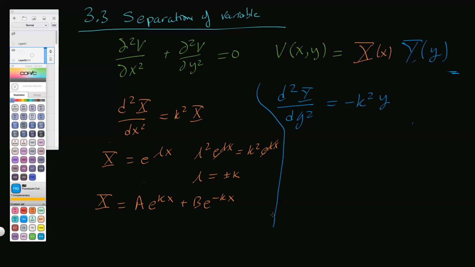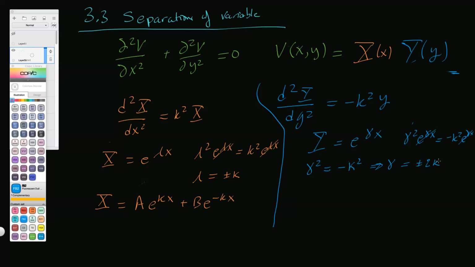Again, let y equal e to the lambda y, a different lambda. I'll use gamma. Then we get gamma squared e to the gamma y is equal to minus k squared e to the gamma y. Those cancel, and we get gamma squared is equal to minus k squared. Therefore, gamma is equal to plus or minus i k. So now we do have imaginary solutions, okay? Which means that the solutions for y are sines and cosines.